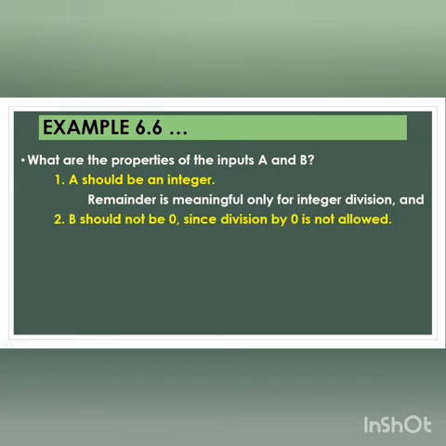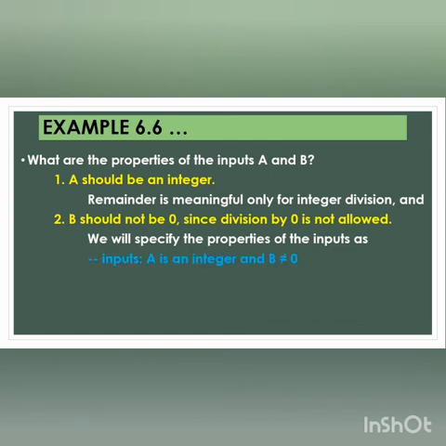And the second input property: b should not be 0, since division by 0 is not allowed. Okay, why? Because if we divide any number by 0, the result is also 0. So, b should not be 0. So, the property of input is a should be an integer and b should not be 0. Based on this, we specify the input properties here: double dash inputs colon a is an integer and b is not equal to 0. So, this is how we have to specify the properties of the input.